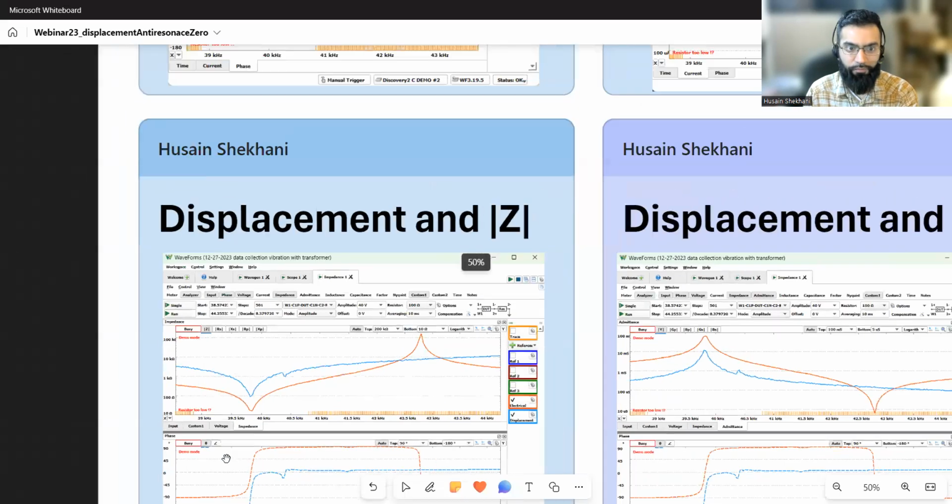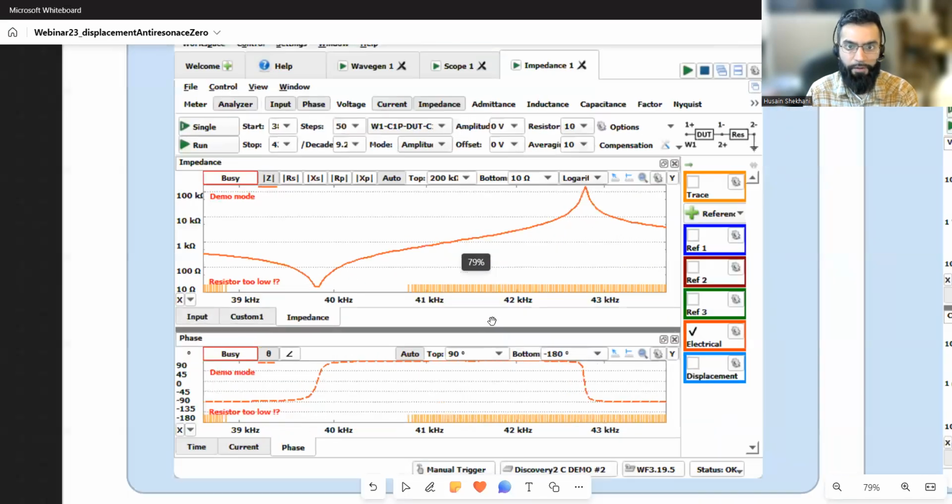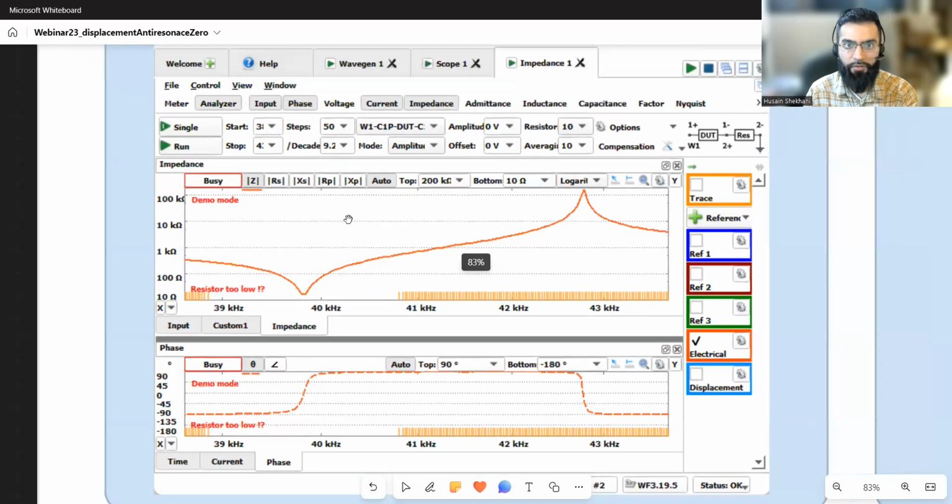All right, so we're gonna go here. Impedance. These are the actual settings that I use for doing this test. And I'm going to attach my actual waveforms file. So if you want to dig into the data and see what I was doing, you'll be able to do that, and it'll help you recreate the results.